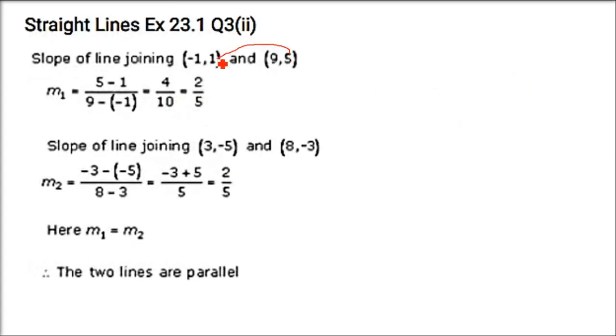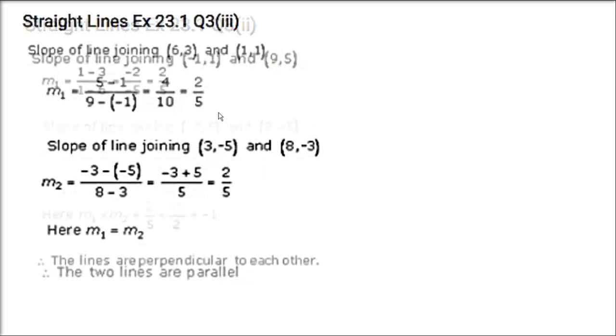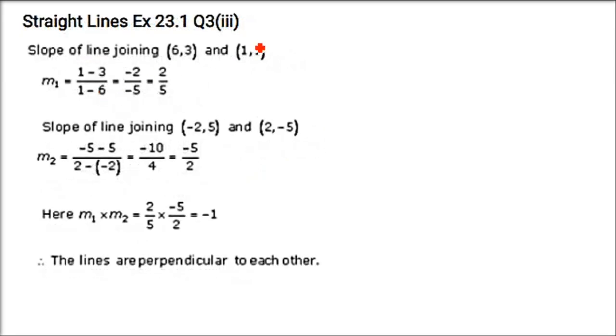The next one also you have to do the same thing: y2 minus y1 by x2 minus x1. For the first one, m1 is going to be 2 by 5. Again, you have minus 3 minus of minus 5, that is minus 3 plus 5, divided by 8 minus 3, that is 5. So 5 minus 3, that is 2. 2 by 5 you are going to get. And this is going to be m1, m2 equal. So they are also parallel.